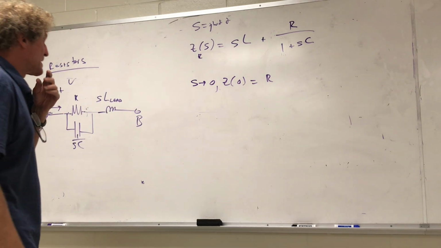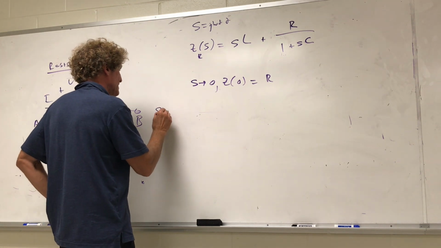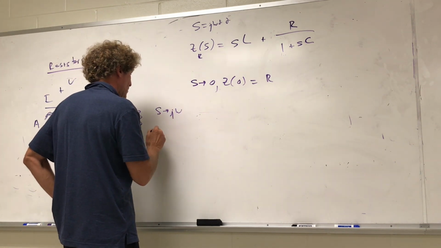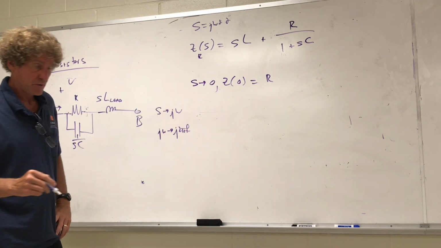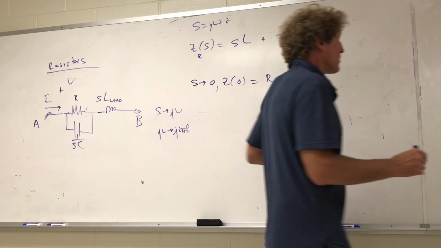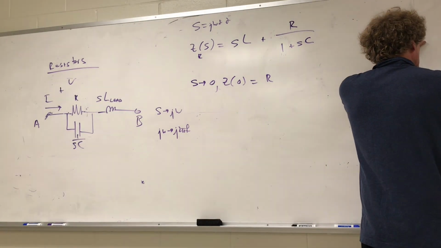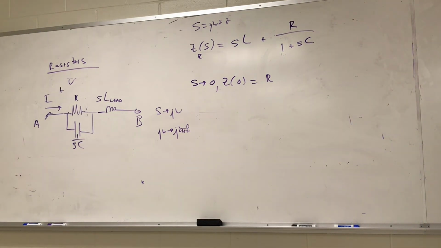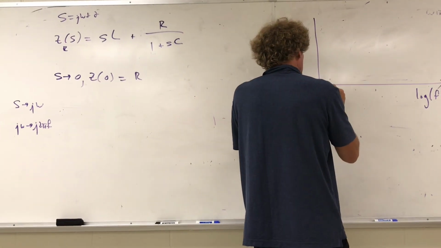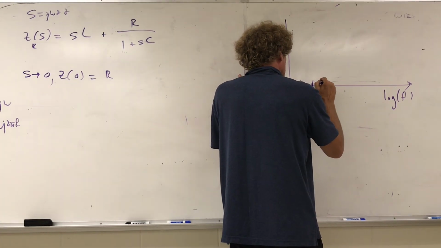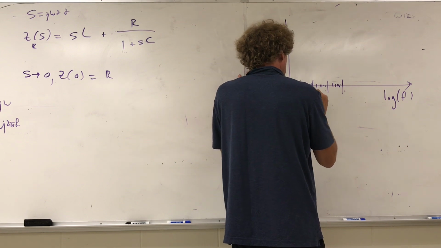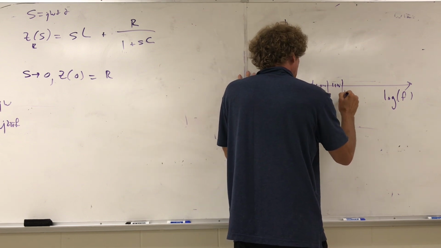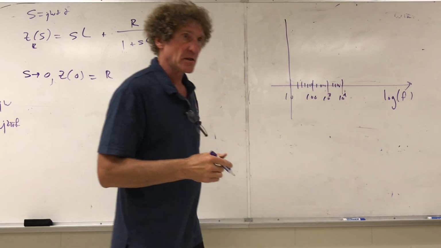If we replace S just by J omega, or J omega by J 2 pi F, I'm going to show you what the plot will look like. This is the way they're always plotted. They're Bode plots. So on this axis, they plot the log of F, and this might be 10, 100, 1,000, 10,000, and so forth. Got me on that? That's a logarithmic scale.